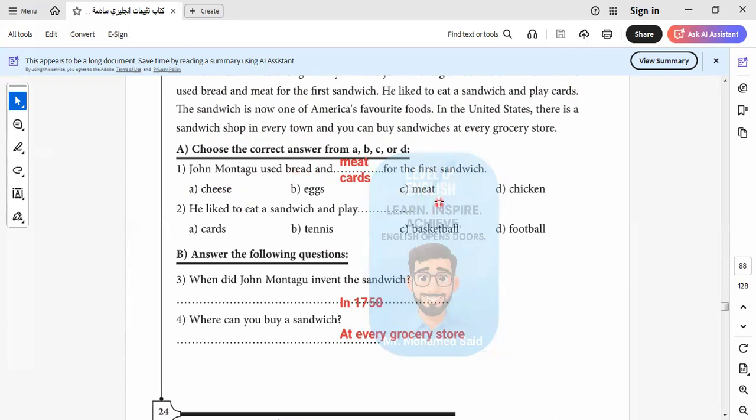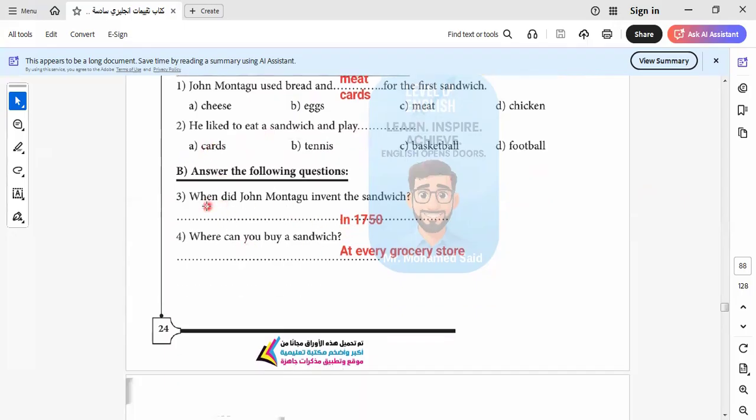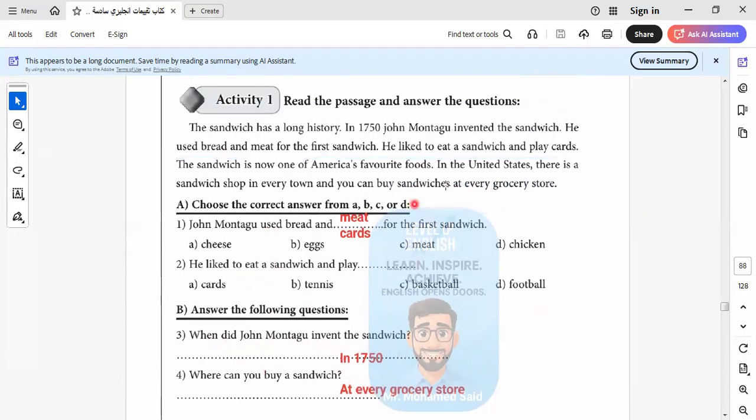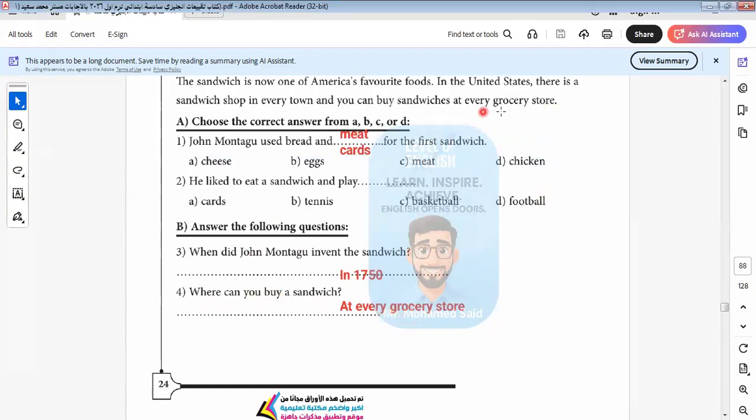It will be here used what? Here used meat. The next one, he liked to eat a sandwich and play. It will be here play cards. Let's go to another one. When did John Montagu invent the sandwich? Here I ask about the year. It will be here 1750. Where can you buy a sandwich? From what? From the grocery store, at the grocery store.